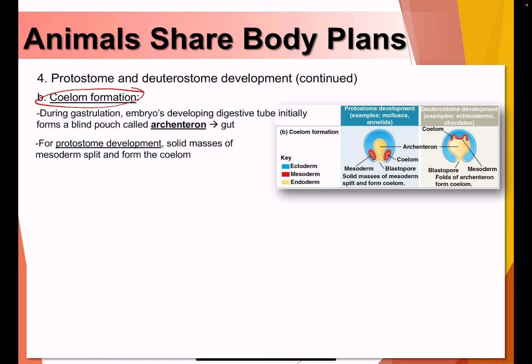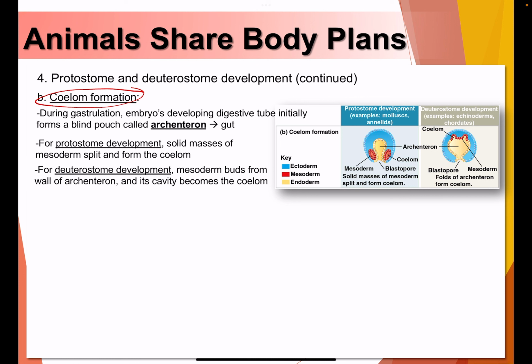So for protostome development, solid masses of mesoderm like this start to split from the endoderm, and then they form your coelom within there. See, that's why there's a hollow space inside the red cells. That's the coelom formed by the mesoderm.